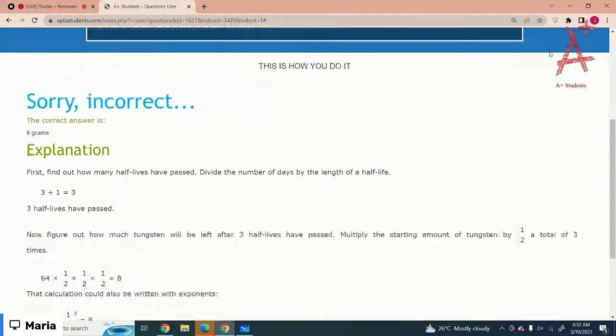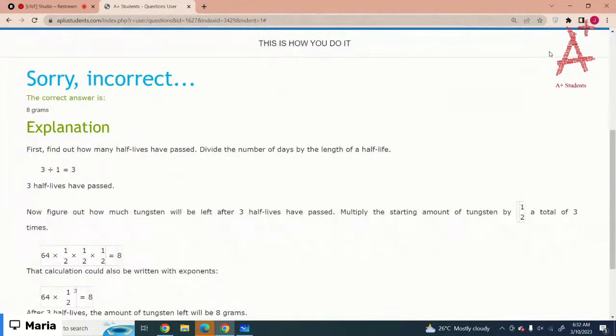Oh, okay. Sorry. That means 3 divided by 1 is 3 half-lives. So you have to multiply by 1 by 2, 1 by 2, 1 by 2, because it is 3 half-lives. So when you multiply by 1 by 2, 1 by 2, 1 by 2, it would be just 8. Got it?